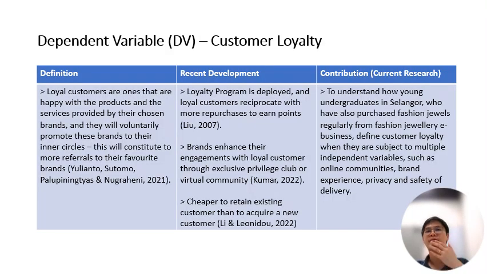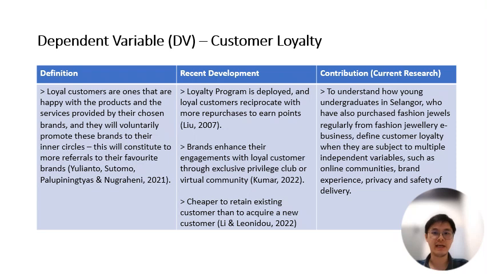Now I will be talking in depth about the DV and IVs. The DV here, again, is customer loyalty. So we want to see, is it true that here in Selangor, the businesses should in fact retain?